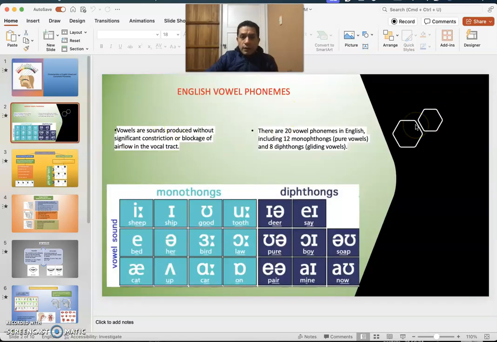First of all, the English vowel phonemes. Vowels are sounds produced without a significant constriction or blockage of airflow in the vocal tract. There are 20 vowel phonemes in English, including 12 monophthongs, which are pure vowels, and 8 diphthongs, which are gliding vowels. As you can see in this picture, we can find the monophthongs and diphthongs, and the vowel sounds with their respective phonemes.